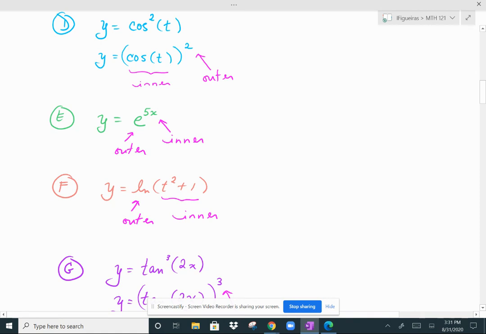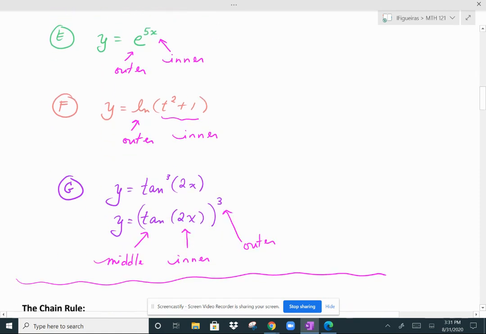Okay, in part G, this one's a little bit more complex because composite functions could have more than just an inner and outer function. You can have multiple layers. And in this case, I have 3 layers. So I have tangent cubed of 2x, which means the same thing as tangent of 2x to the 3rd power.